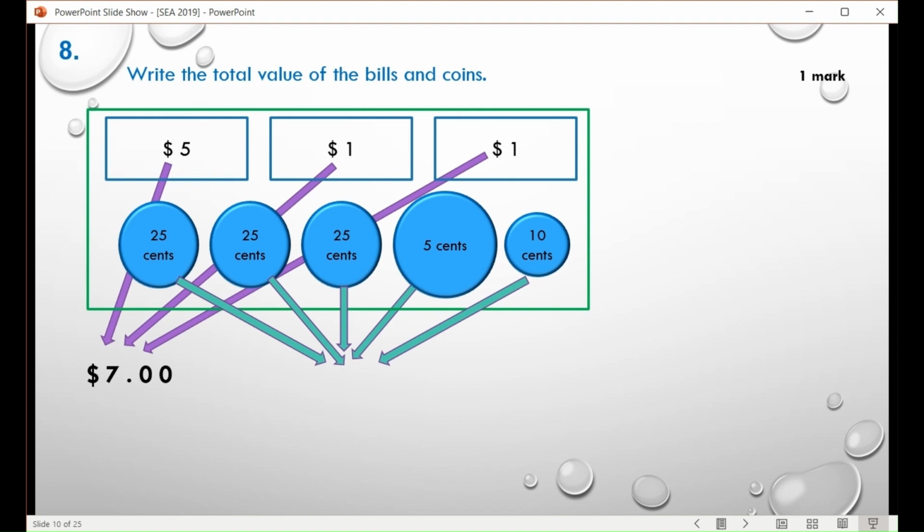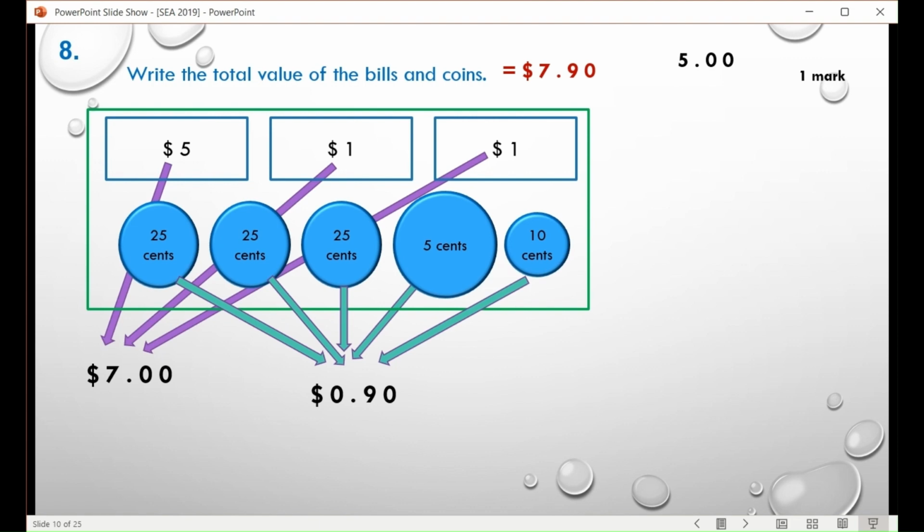And we want to write it in a similar format as the $7. So we can write it as $0 and 90 cents. So we're adding them up in parts. If we put them together, we have $7.90.